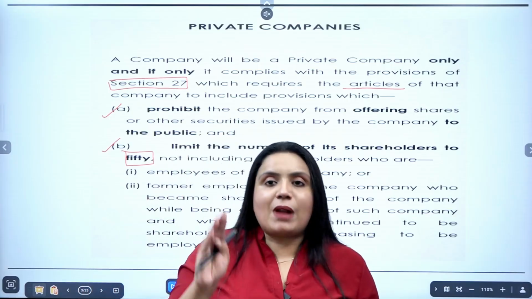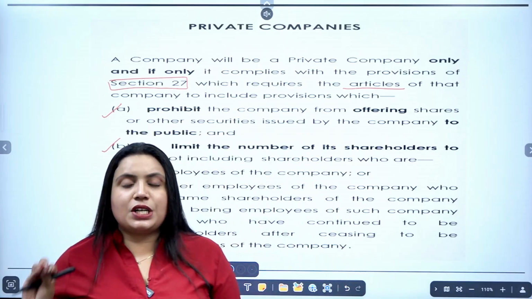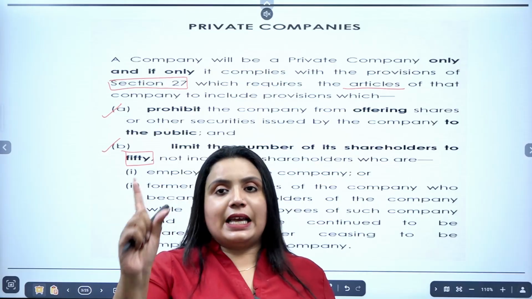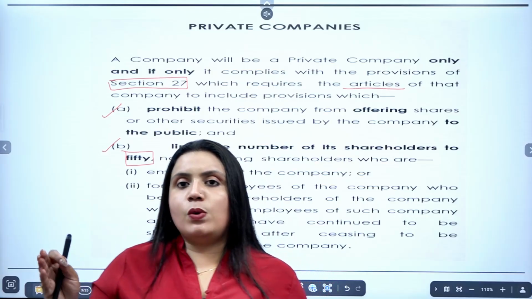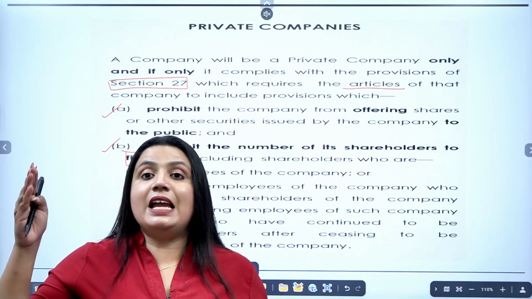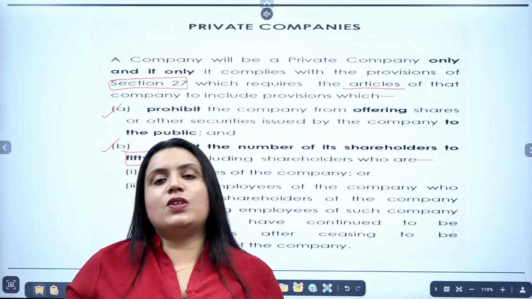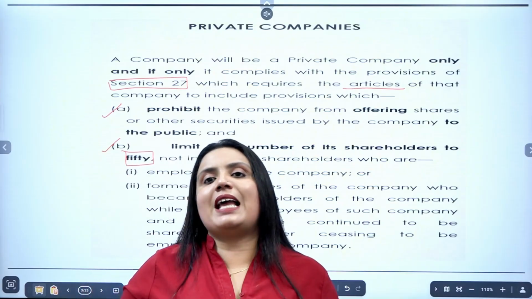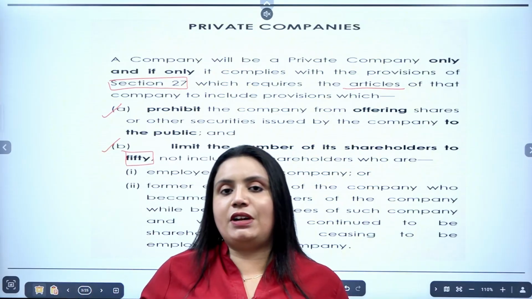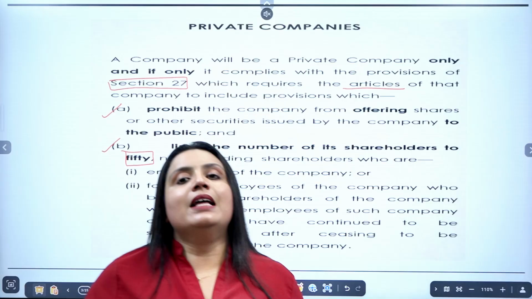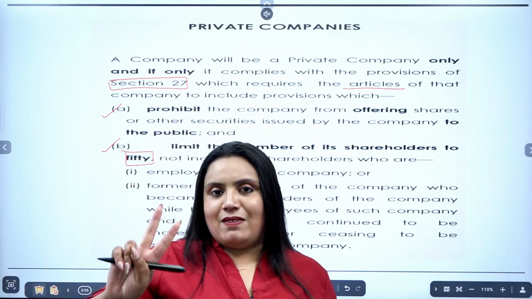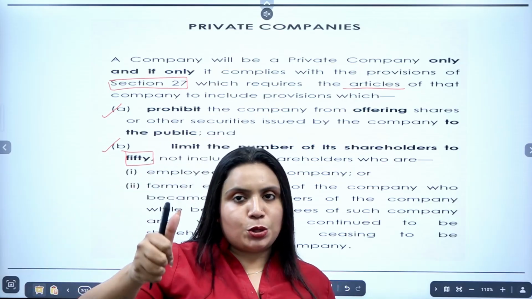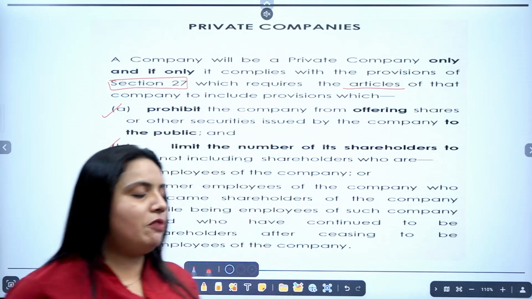Simply remember, private limited companies cannot issue their shares to the public. That is the first requirement. Second requirement, the maximum number of shareholders is 50. That 50 does not include employees or ex-employees who got shares whilst being employees and continue to have the shares even after they left the company. Okay. So the main two requirements of a private limited company: it cannot issue shares to the public, and it has a maximum of 50 shareholders.